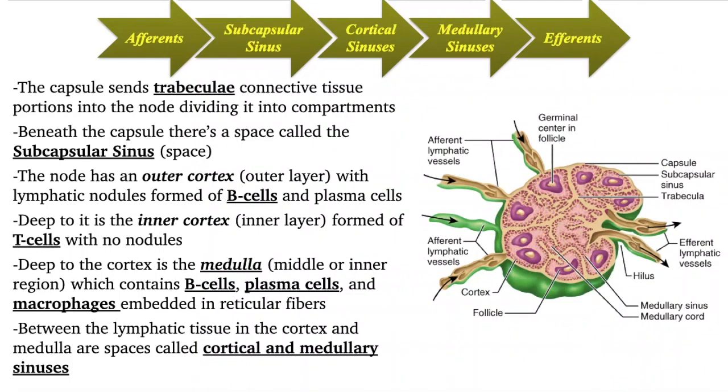Now the outer cortex is going to form B cells, and we'll talk about what B cells do in the future. And then we have the inner cortex, which is going to form T cells. Now, deep within the cortex, you have the middle or inner part, which is called the medulla. Now, these contain B cells, plasma cells, and macrophages. So we have a lot of different immune cells that will not just break down, but also fight against different foreign invaders. And between the lymphatic tissue in the cortex, in the medulla, are again more of those spaces, specifically the cortical sinuses and the medullary sinuses.